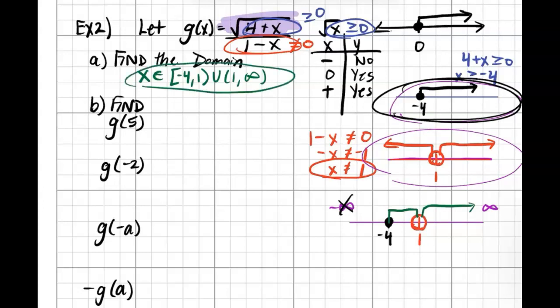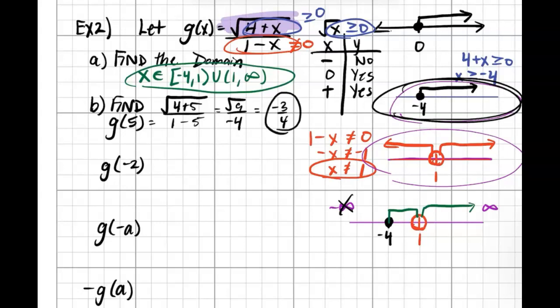Remember, domain refers to the x values that work in a function, and range are the y values that work for a function. Here, they give me different elements of the domain. They want us to plug them into the function. So we're going to plug in 5. So we would get square root of 4 plus 5 over 1 minus 5. Here I'm getting square root of 9 over negative 4, which would be negative 3/4. So that is what you would get.